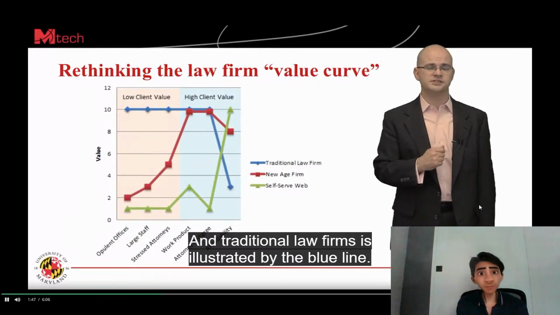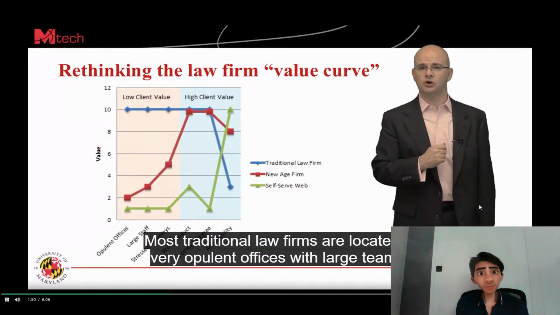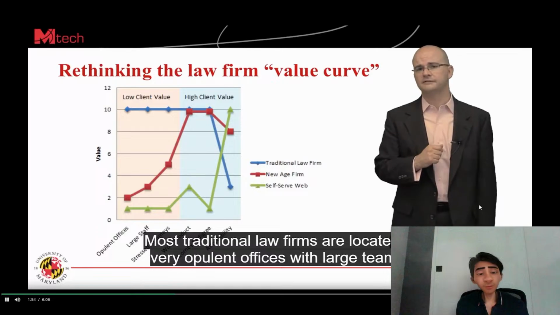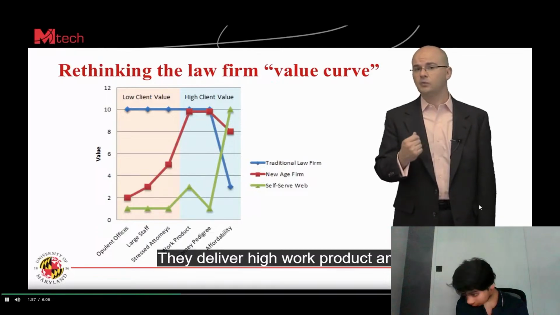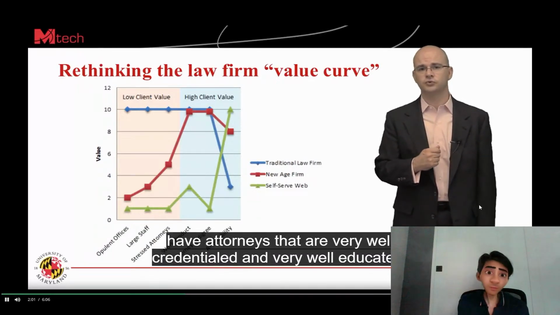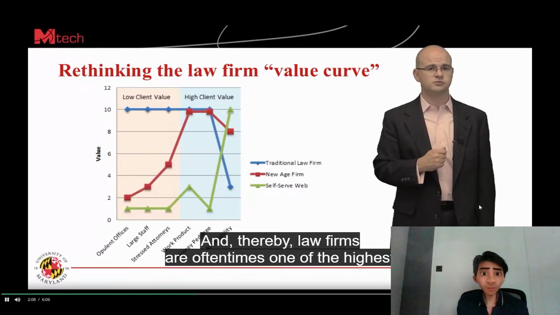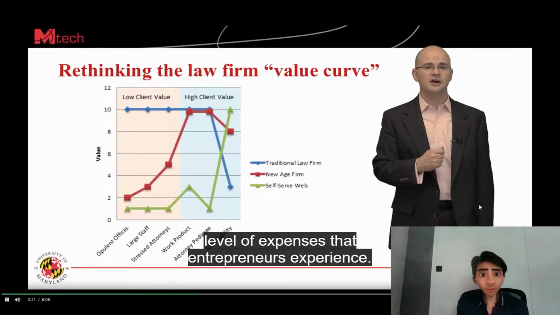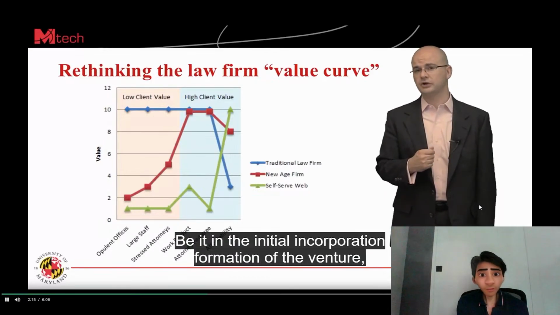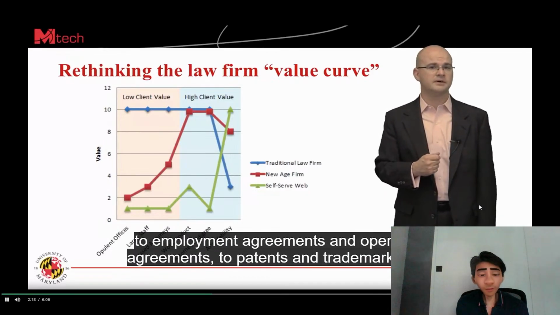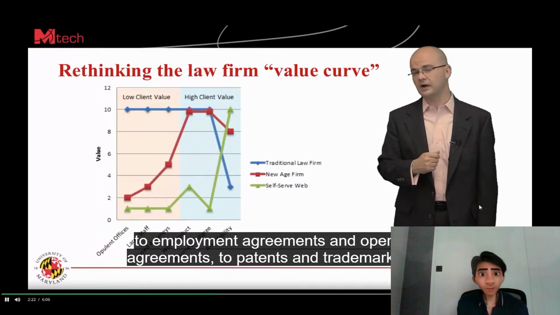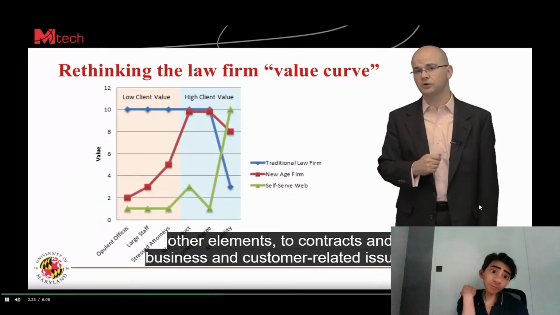And traditional law firms are illustrated by the blue line. Most traditional law firms are located in very opulent offices with large teams. They deliver high work product and have attorneys that are very well credentialed and very well educated. They come at a cost, and thereby law firms are oftentimes one of the highest expenses that entrepreneurs experience, be it in the initial incorporation and formation of the venture, to employment agreements and operating agreements, to patents and trademarks and other elements, to contracts and business and customer-related issues.